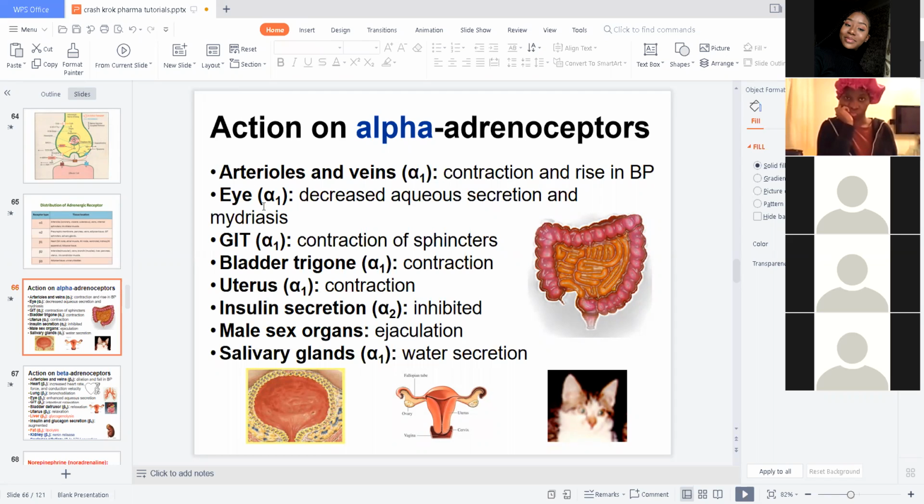On the eye, it decreases aqueous secretion and causes mydriasis. So an alpha 1 agonist can be used to treat glaucoma. Remember, in glaucoma we have a problem of excess aqueous humor, so this can be used to reduce aqueous humor production and treat glaucoma. Also, it has an effect on the uterus, so it causes contraction.